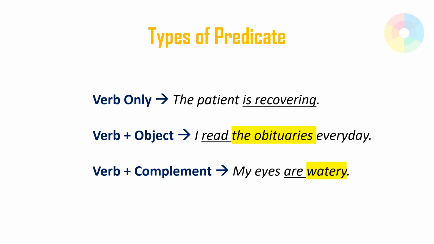And the third type of predicate is verb plus complement. My eyes are watery. So the complement here is watery, and it is completing the meaning of the sentence. The verb, of course, is are. With complements, they often serve as descriptions of the subject. So in this case, the subject is eyes, and watery is a word that describes eyes.